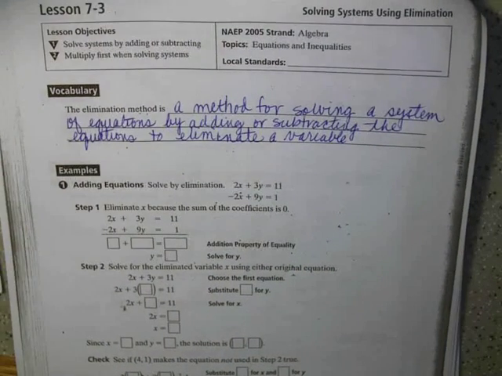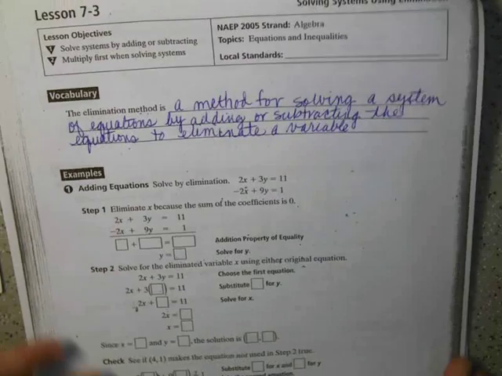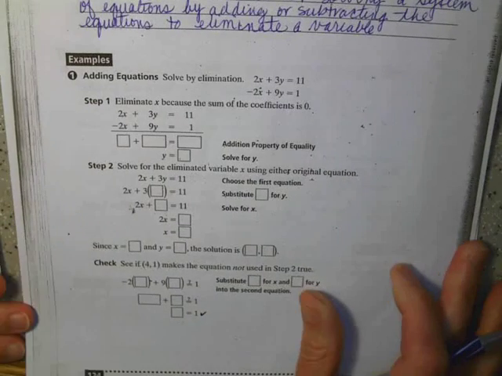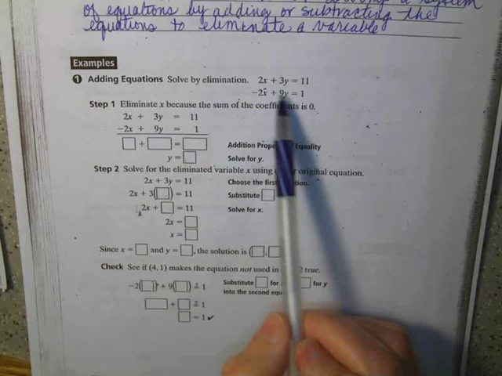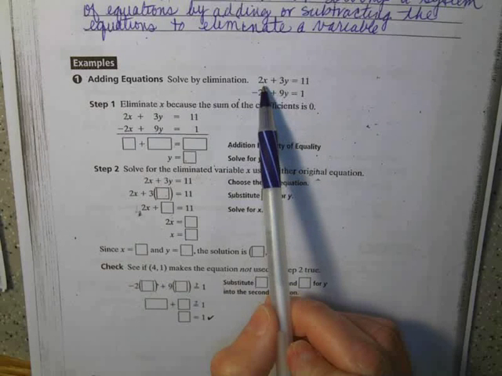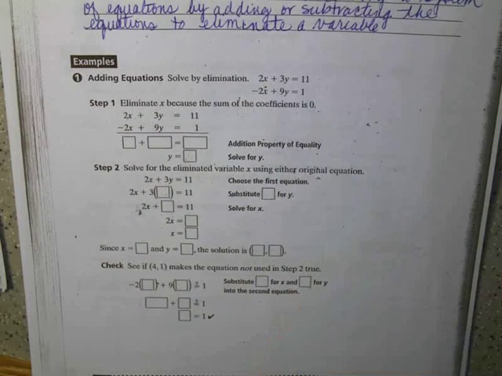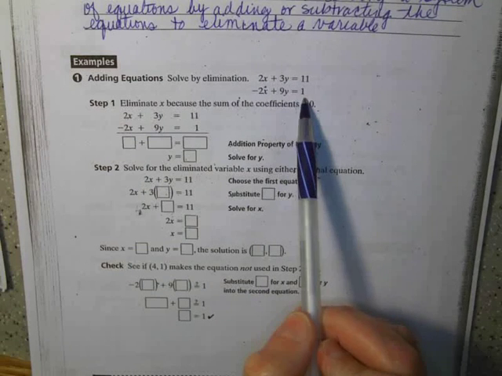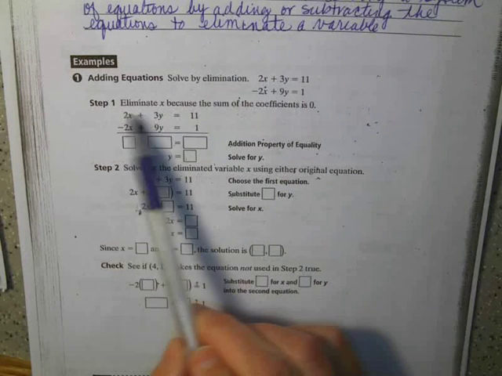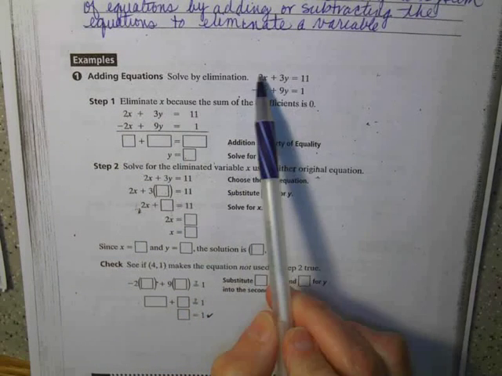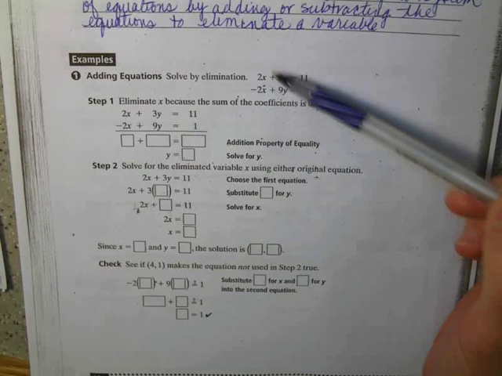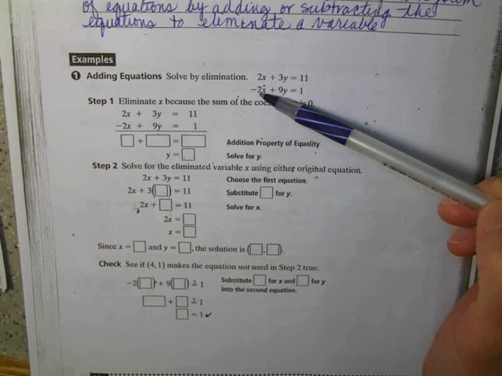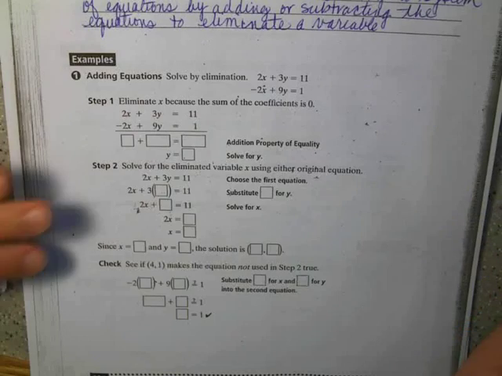Okay, so let's just get right into it, as that's really probably the easiest way to explain what we're trying to do. Okay, this one is adding equations, solved by elimination. So when we look at our two equations, 2x plus 3y equals 11, and negative 2x plus 9y equals 1, we're going to eliminate x, because the sum of the coefficients is 0. 2x plus negative 2x is 0.